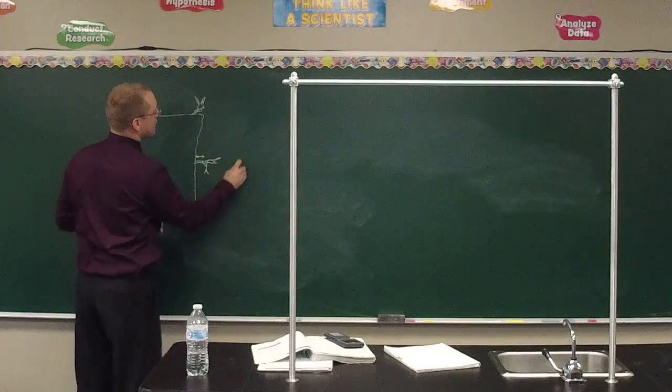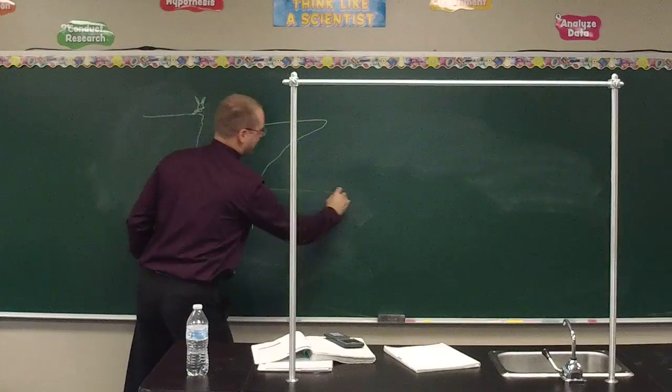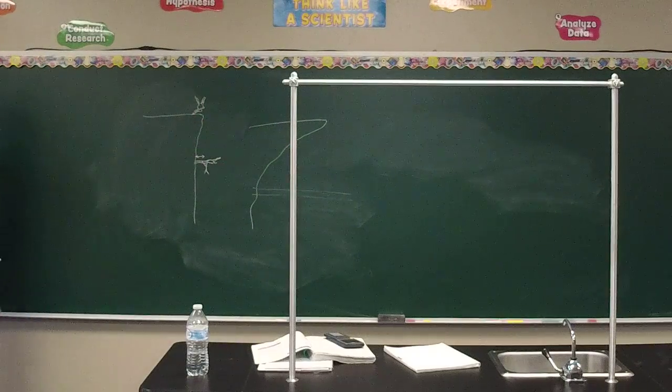So really what we have here is a cliff, and here's the tree branch, and she's 50 feet away from the cliff. Okay, all right.